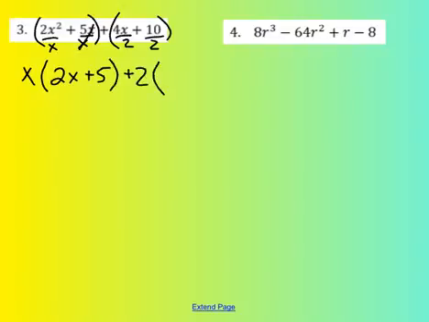Plus my GCF is 2 out here. So 4 and 2 make 2, x is left over. 10 divided by 2 is 5. So x plus 2. Leftovers match again.